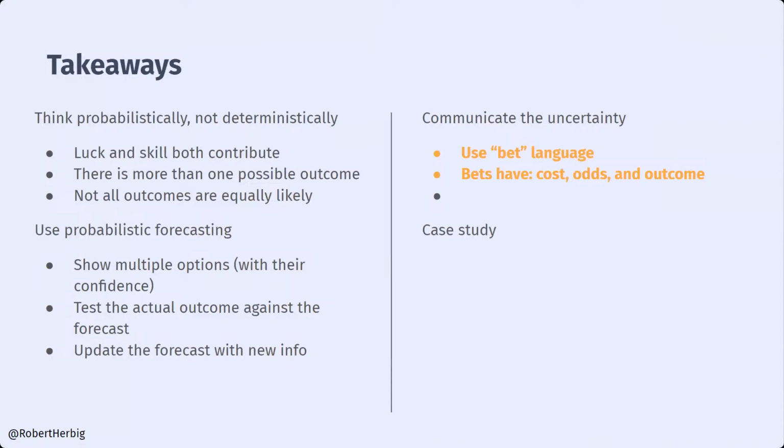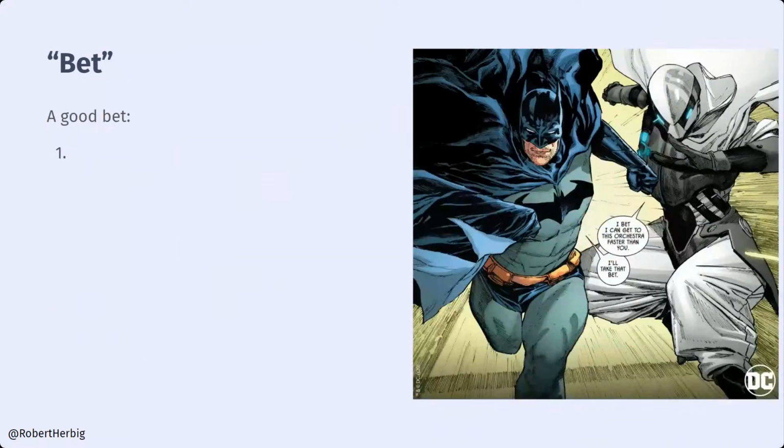Now we're going to apply this concept to a bet. This is a bet between Batman and Ghostmaker. "I bet I can get there before you." "I'll take that bet." And so clearly, the bet is outcome focused. The bet has some clear winning and losing. Only one of them can possibly reach the orchestra at the same time.